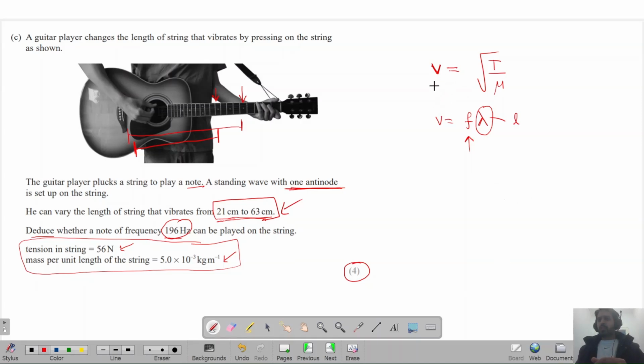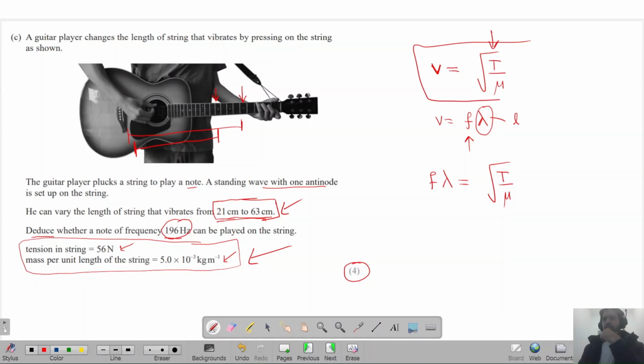And now we have two equations for velocity. We don't know anything about velocity, but what we can do is set them equal to each other. So we will get F lambda must be equal to the square root of T over mu, right? So we figured out from this information that we have to use this equation. From the fact that we were given frequency, we knew that we also need this equation. And then they are both equal to V, so we set them equal to each other.